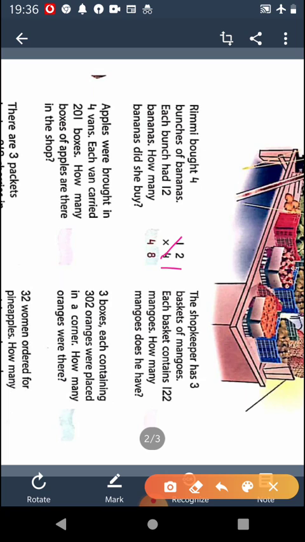Since each van had 201 boxes and you have to find for 4 vans, you can also do it by repeated addition, but here we are using multiplication. We are not doing it by addition, we are doing it by multiplication. So each van carried 201 boxes, so that is 201 multiplied by, and how many vans are there? 4. Okay, so first we multiply the ones. So 1 into 4 is equal to 4. Then we multiply the tens.